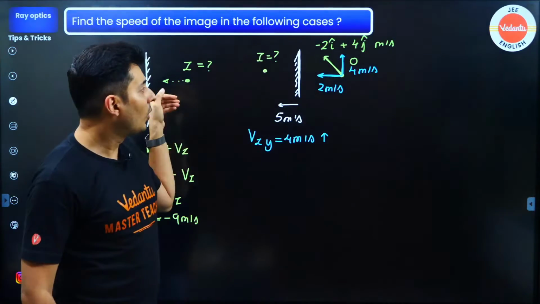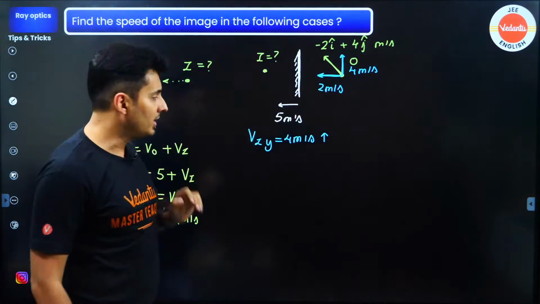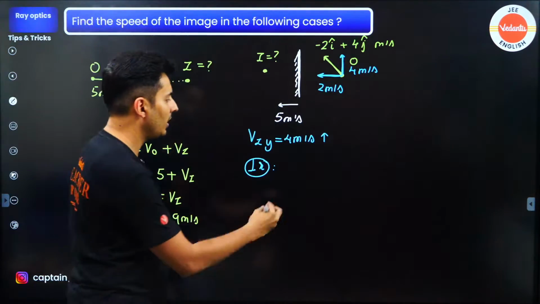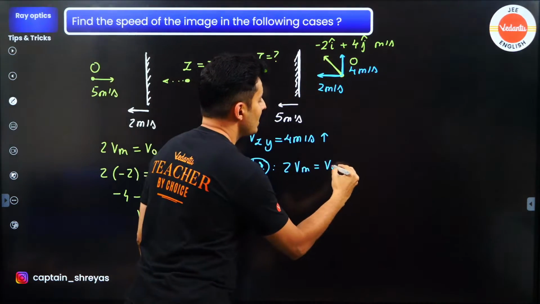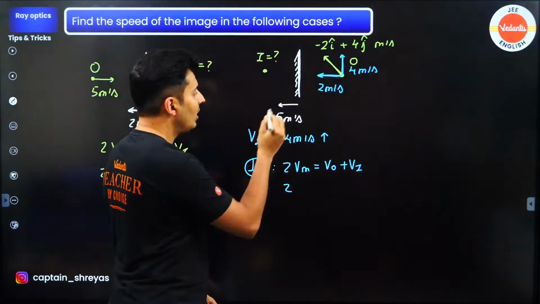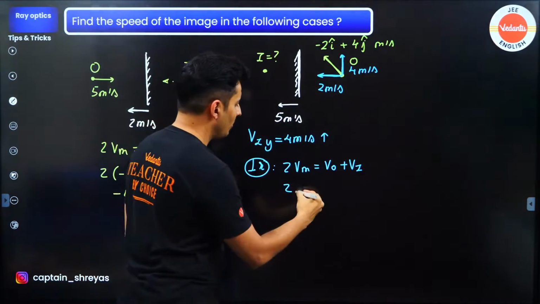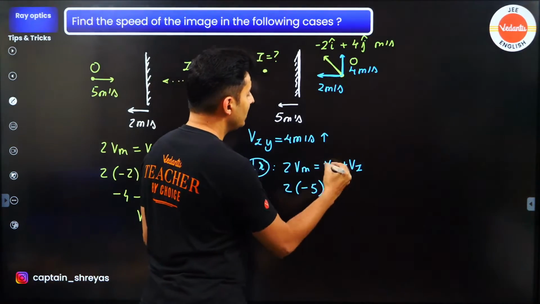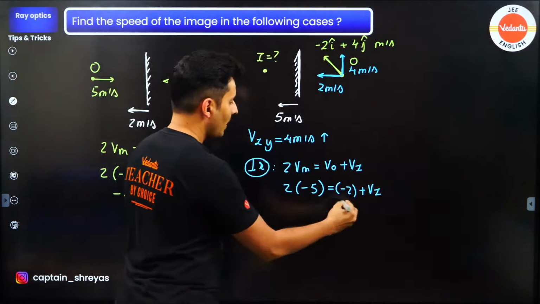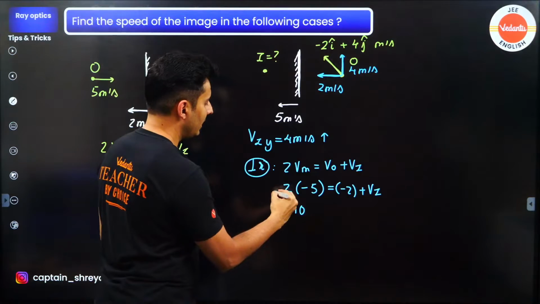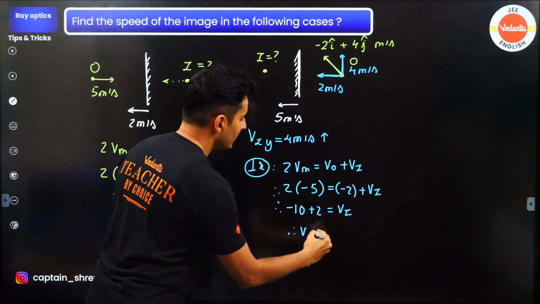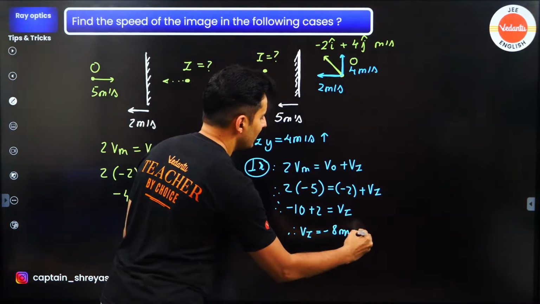Now the next thing, only consider the perpendicular components. For perpendicular components, use this formula: 2 times Vm is equal to Vo plus Vi. Use sign convention, stick to sign convention. Velocity of the mirror is this way, so I am going to put it as minus 5. Velocity of the object is just 2 with that minus sign, plus Vi. So this will become minus 10, correct? Minus 10. This minus, when it comes over here, will become plus 2 is equal to Vi. So the velocity of the image will become minus 8 meters per second.